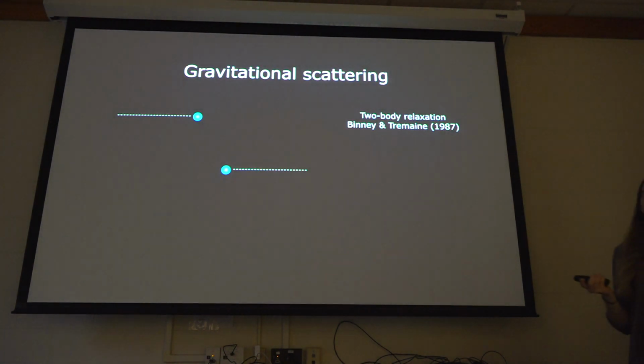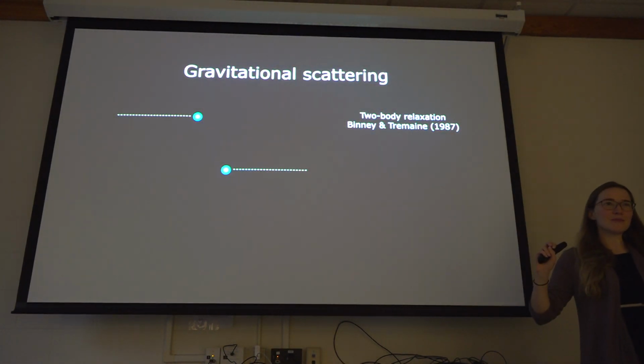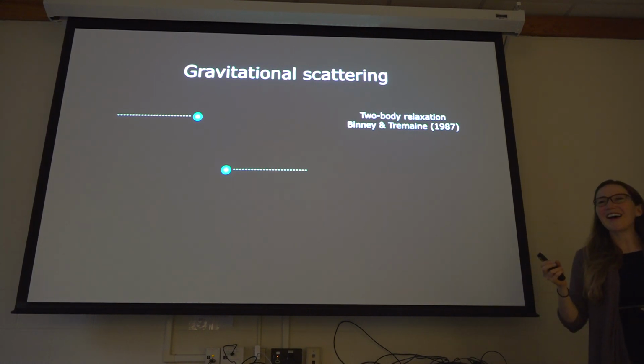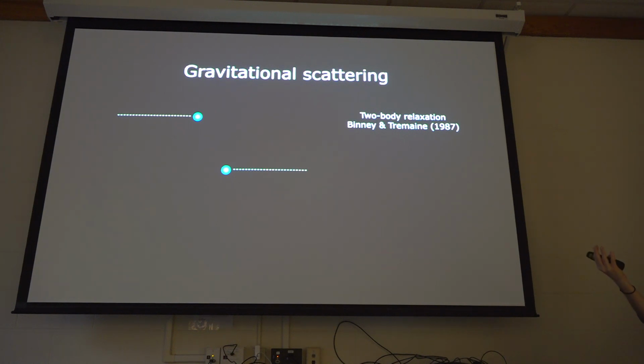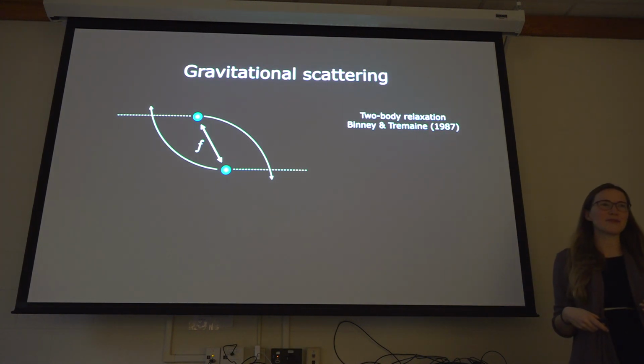Before we go through those two systems, I have two slides on important dynamics, because we're just talking about bodies on eccentric orbits gravitationally interacting with each other and changing their overall structure. This is the typical idea of how bodies interact with each other. It's the classic two-body relaxation that we learn about in Binney and Tremaine. Here we have two bodies that move past each other, but of course they feel some gravitational acceleration and, highly exaggerated here, they'll change each other's orbits.